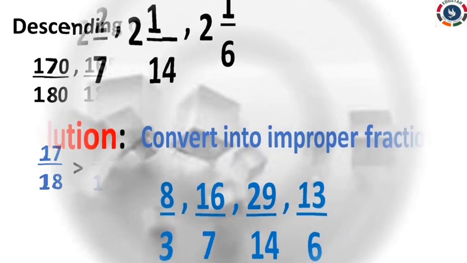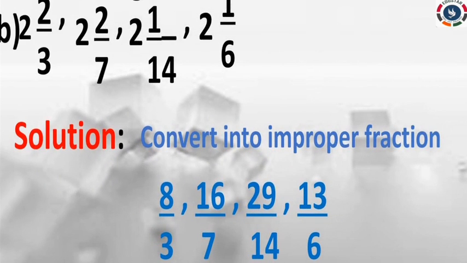The next one, B: 2 2 by 3, 2 2 by 7, 2 1 by 14, 2 1 by 6. Given mixed fractions, first you want to convert them into improper fractions. So 3 into 2, how much? 6 plus 2, 8. So you are converting here: 8 by 3, 16 by 7, 29 by 14, 13 by 6.